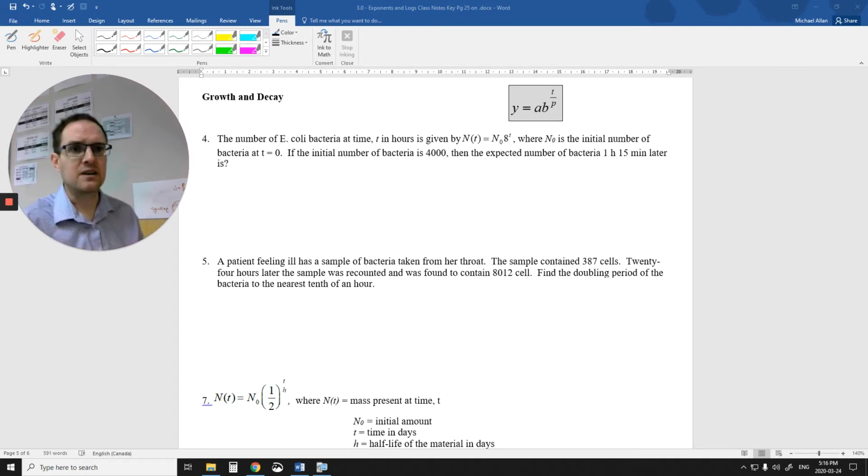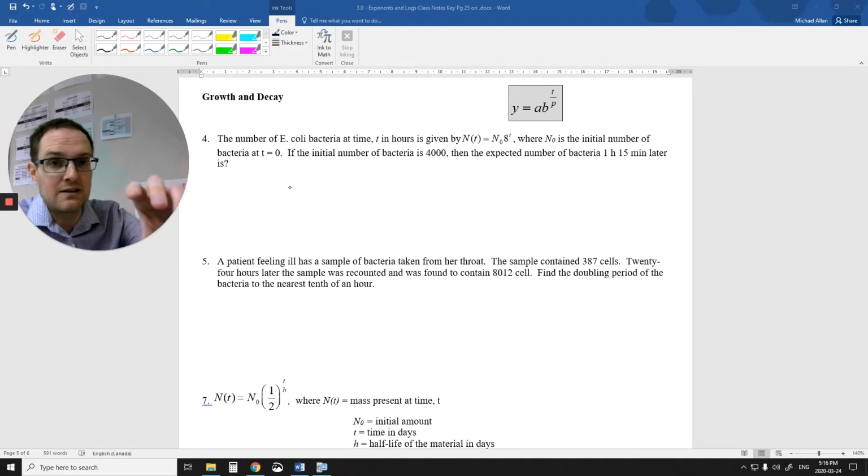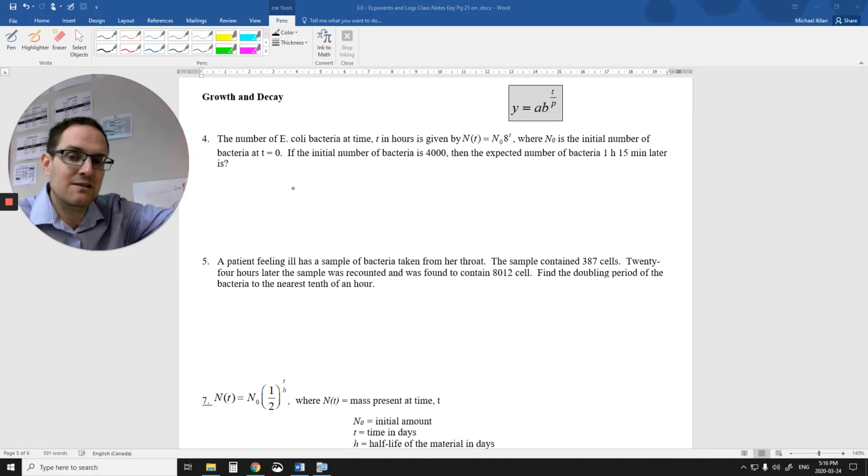We are going to now solve growth and decay functions using logs and exponentials again. So we did these kind of questions using graphs before. Let's see if we could solve these algebraically instead. Here we're talking about E. coli bacteria culture. It grows at a factor of 8 here. So they have a base of 8, so that means if time was 0, we'd start at n naught, and then if time was 1, it'd be 8 times. If time was 2, it'd be another 8 times. So the numbers are increasing 8 times as we go.